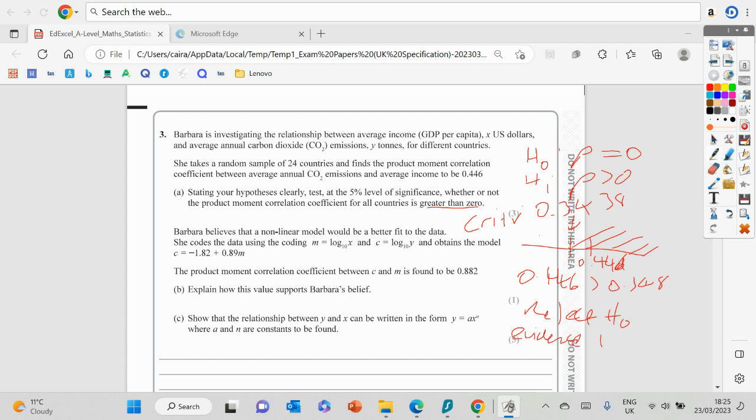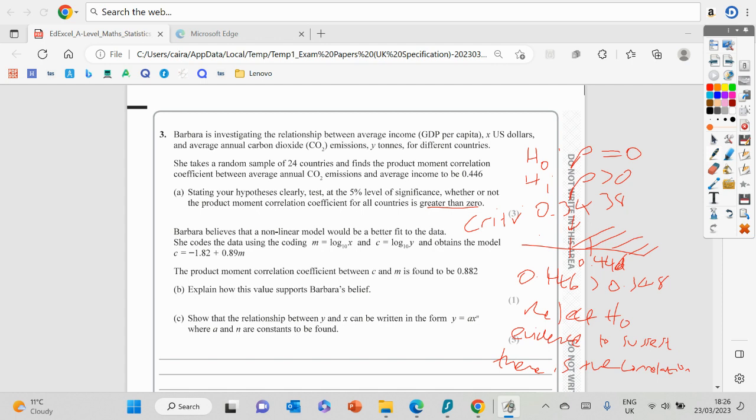Evidence to suggest there is positive correlation. And that will be a very quick hypothesis test.